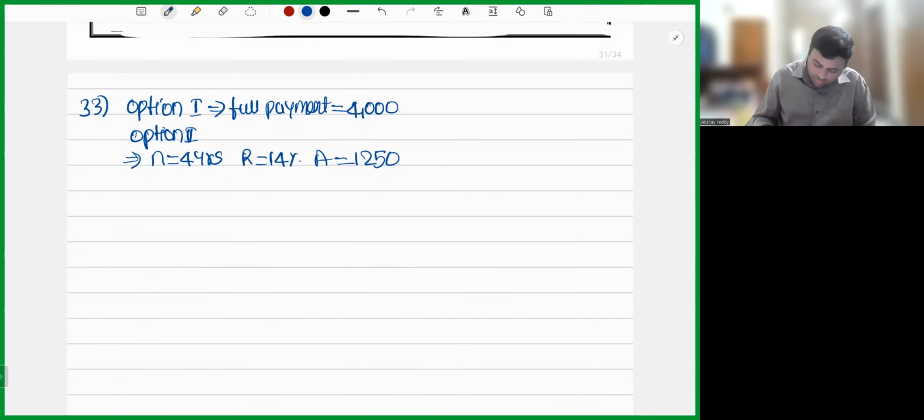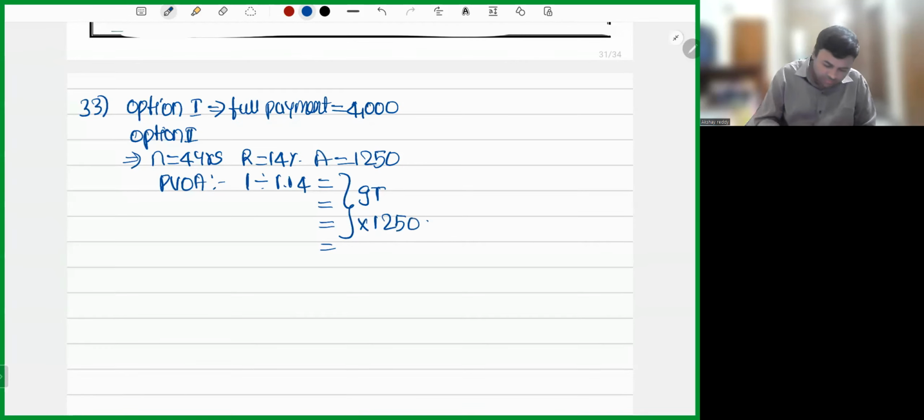Let's compute the present value of ordinary annuity. How will you compute, my dear friends? 1 divided by 1.14, press equal 4 times, grand total. You will get the present value annuity factor, into 1250. 1 divided by 1.14, 1, 2, 3, 4, grand total into 1250. How much did you get? 3642.